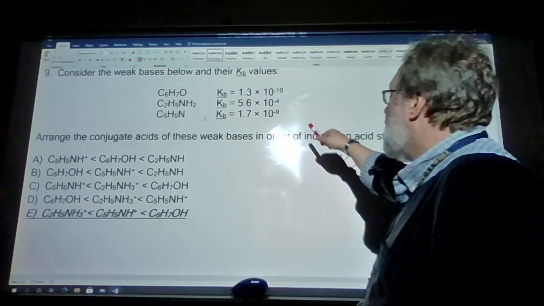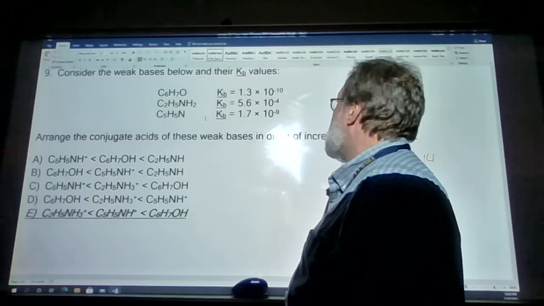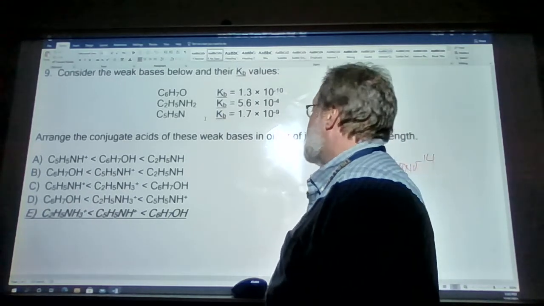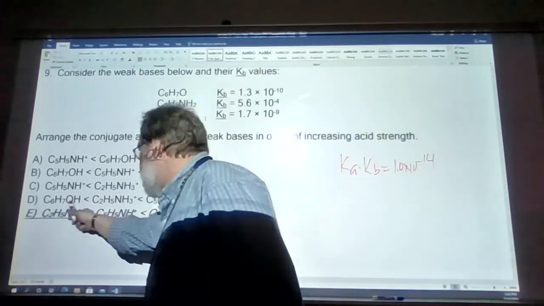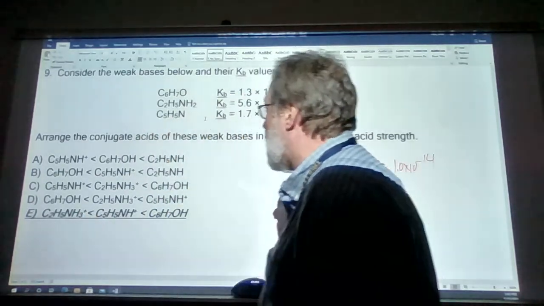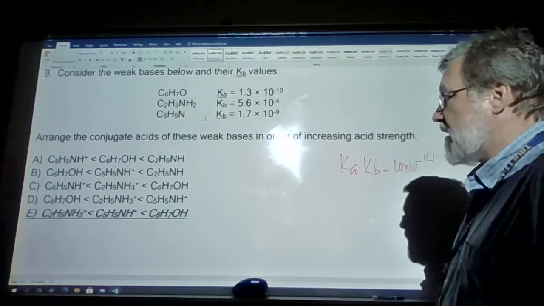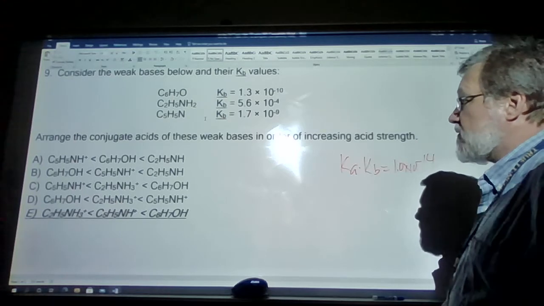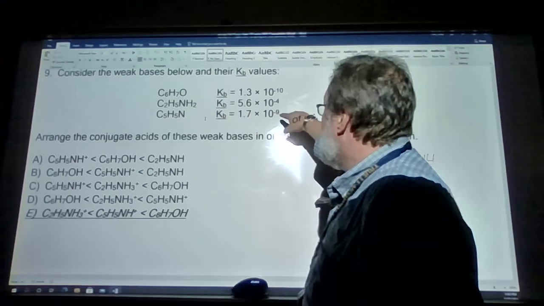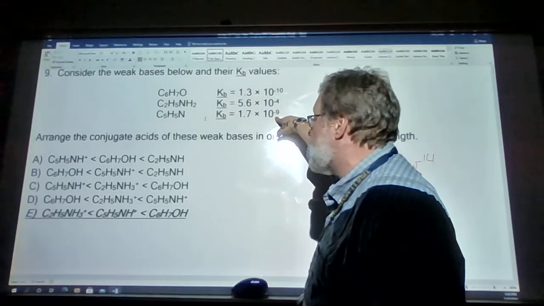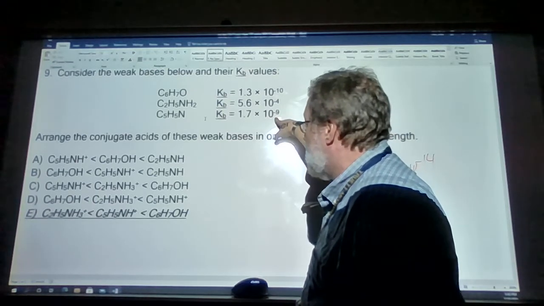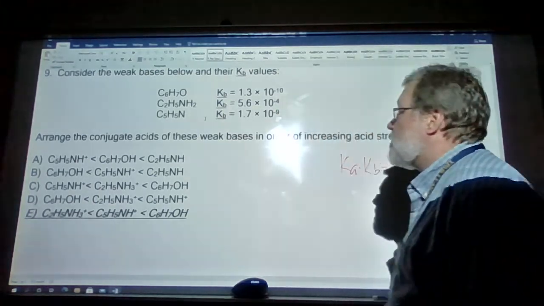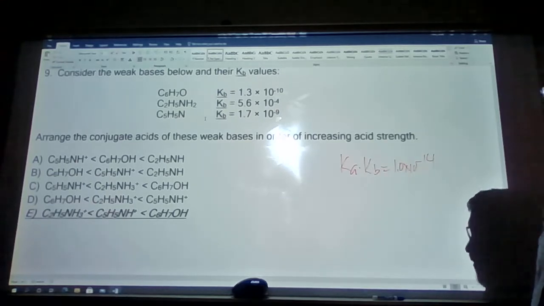So of these, this is the largest Kb value. The Ka value is small. So of these, this is the weakest conjugate acid. The next strongest is the C5H5NH plus, and the strongest acid here is the C6H7OH.